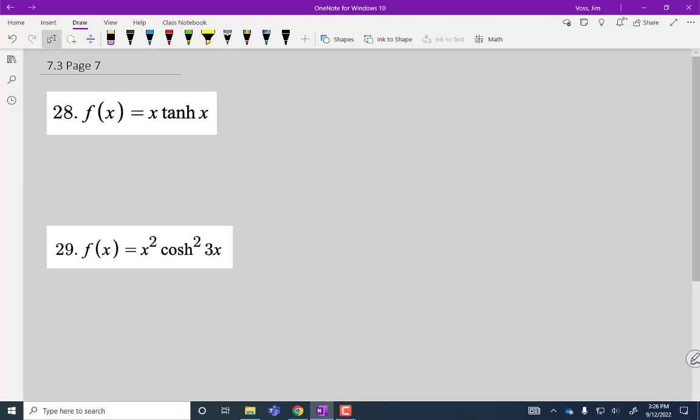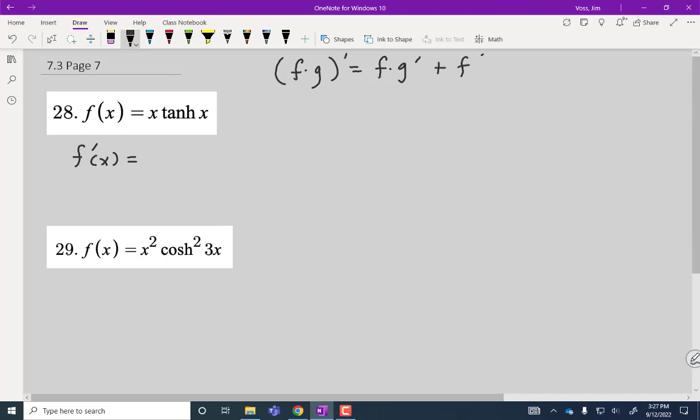Product rule. I will do the first one. You will do the second one. So product rule. Recall that (f times g)' is first times derivative of second plus derivative of first times second. You can do this in a couple ways. Some people say first derivative second plus second derivative first. I will always write it as first times derivative of second plus derivative of first times second, because in calculus 3, you have to do it that way.